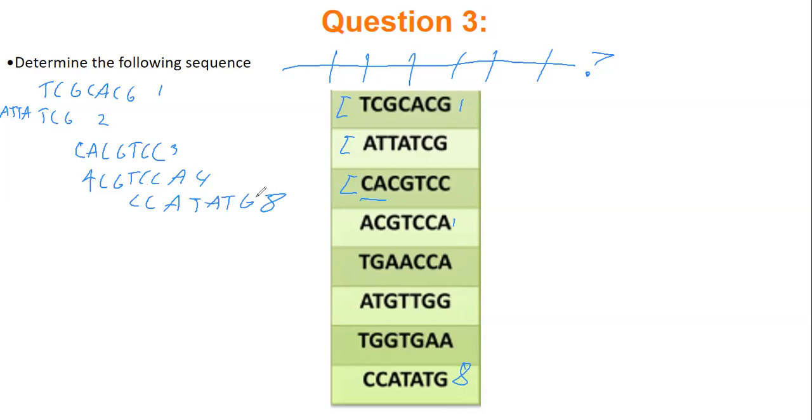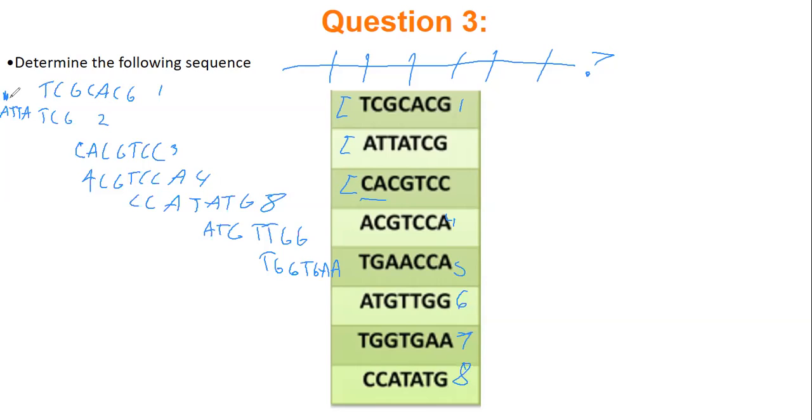TATG. That was 8. Then we have number 6. Where does number 6 match up? ATG, TTGG. And then last, number 7, we have TGGTGAA. And then after everything's lined up, you just read left to right to see what your original sequence was.